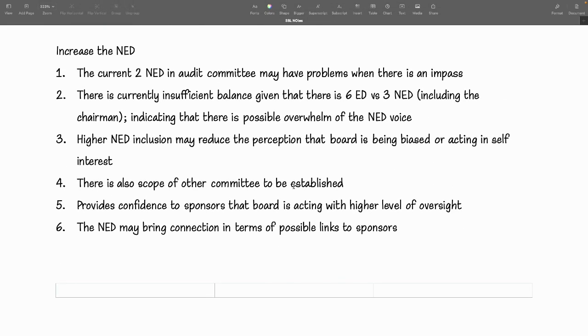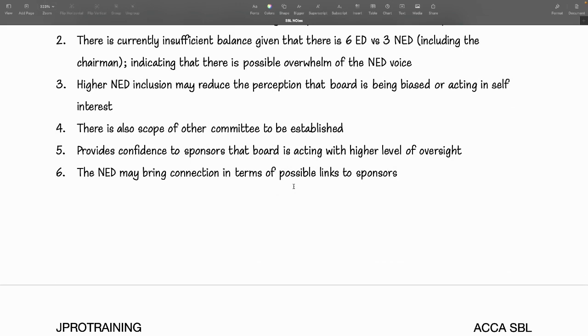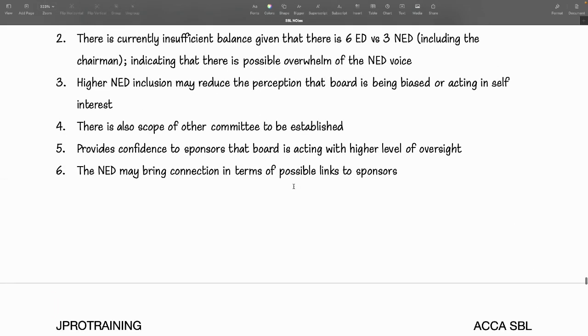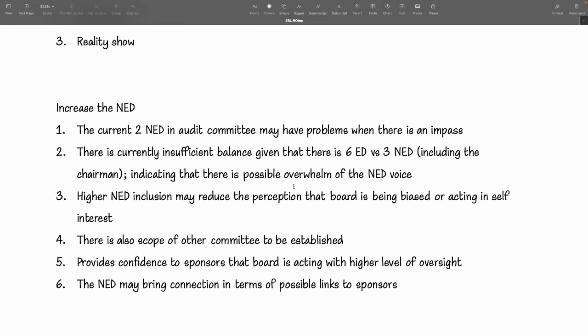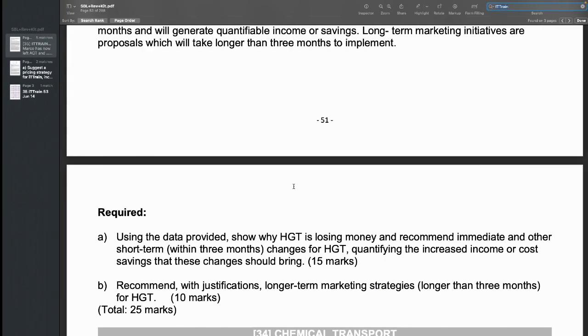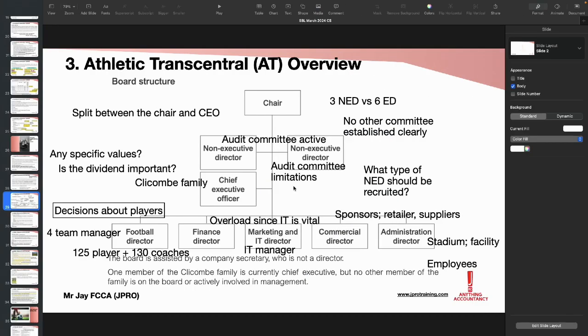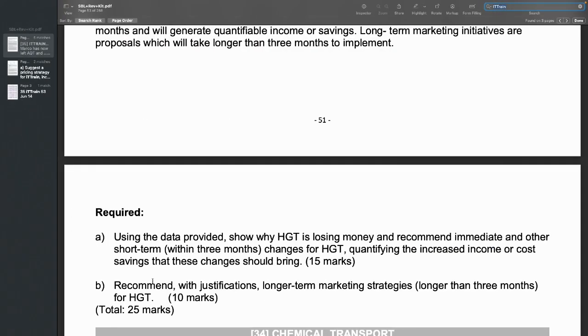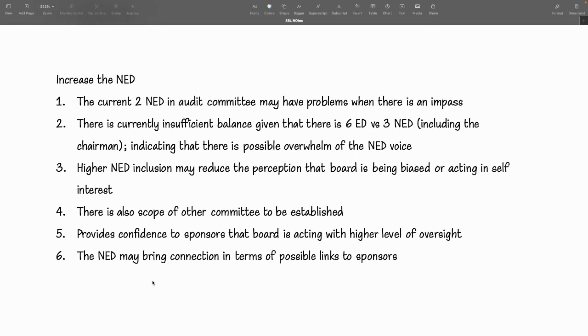why should you increase the NED? Okay, that's one of the issues you have to consider in this question. Okay, that's one problem. The NED is currently not enough. Okay, company secretary. Okay, what can they? There is also a possibility.